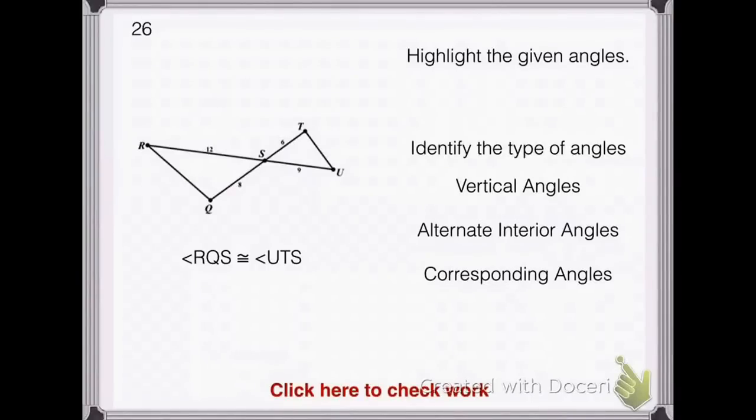Highlight the given angles. Angle RQS and angle UTS. I notice those are not in the same position. Those are called alternate interior angles.